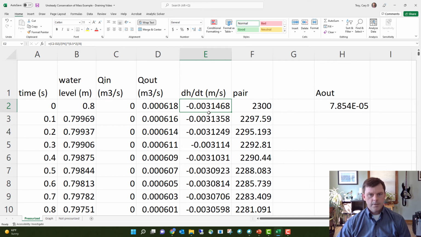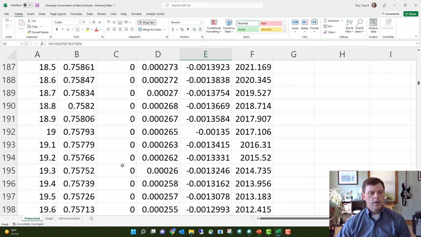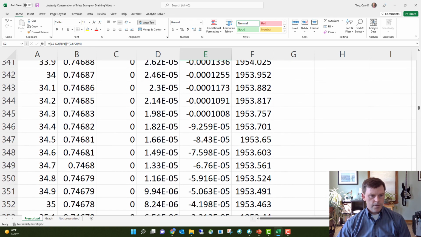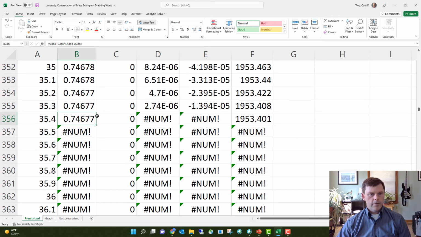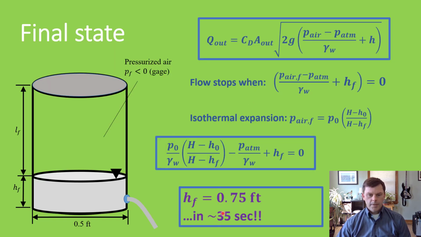And if you track this simulation down, eventually you'll get to a point where after about 35 seconds for these particular numbers, you'll notice that the water level gets to that 0.75 final state, and everything else kind of shuts down. Your final absolute pressure is 1953 pounds per square foot, okay? So getting back to that, it occurs in 35 seconds, more or less, so pretty quickly.